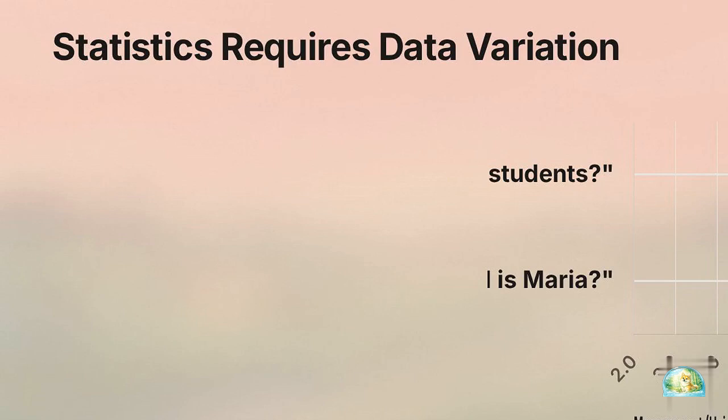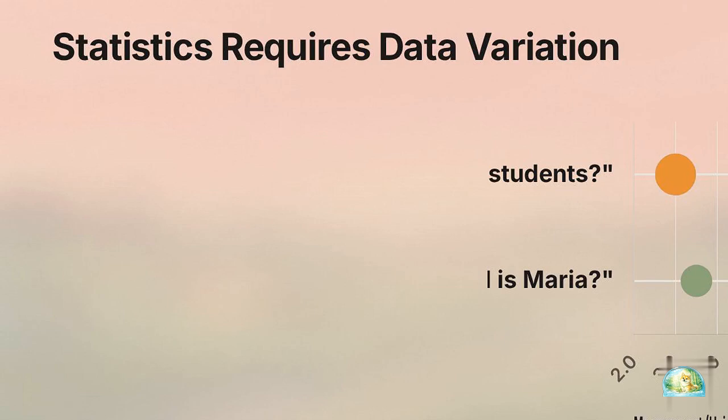Let's test this with two questions. Question 1. How tall is Maria? Question 2. How tall are the students in our class? We need to find out which one is statistical. Look at the left side of our screen. If you ask about one single specific deer, or one student like Maria, you get exactly one answer. It is a single static value. There is no room for the answer to vary.